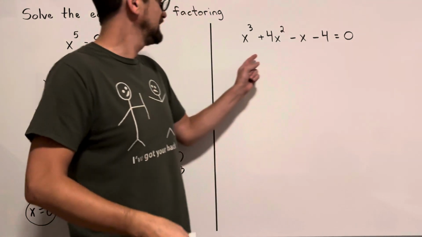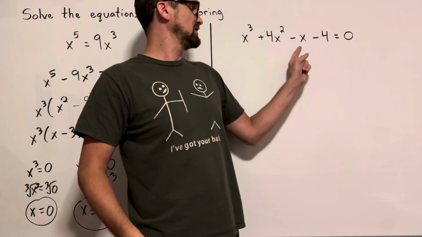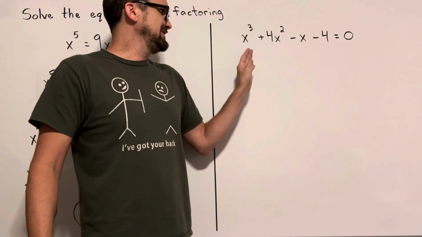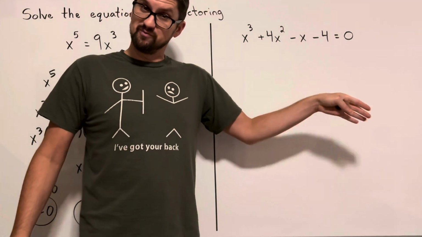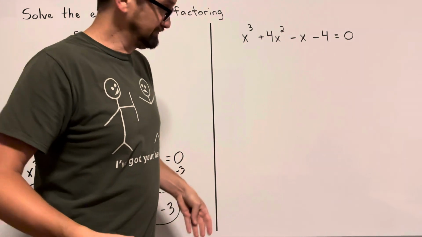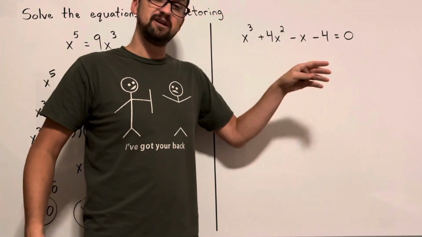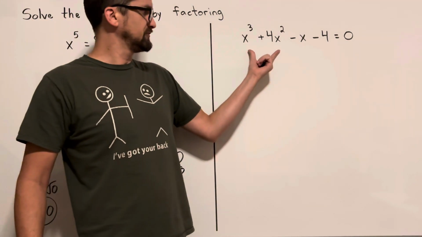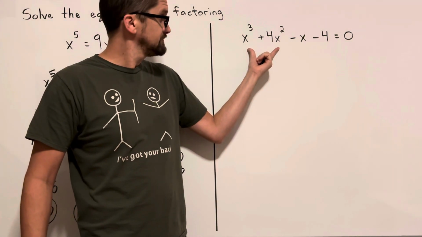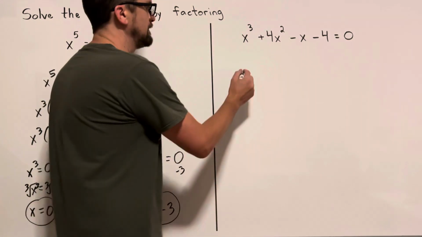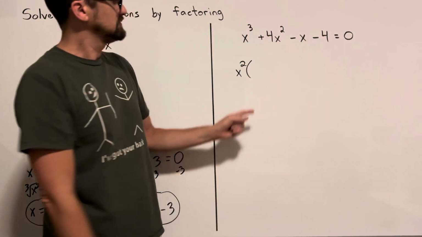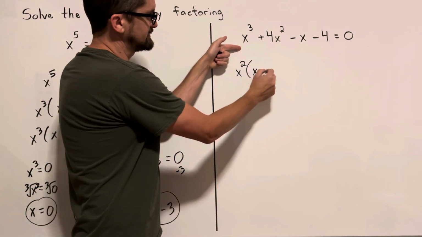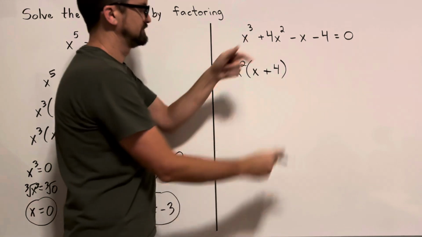This one we have x cubed plus 4x squared minus x minus 4 equals 0. With this one, you should notice that you have 4 terms. And when you have 4 terms and you're trying to factor, the grouping method should come to mind. Grouping is when you group the first 2 terms and do GCF. The GCF here is x squared. I'm going to factor out an x squared, which leaves you x plus 4.